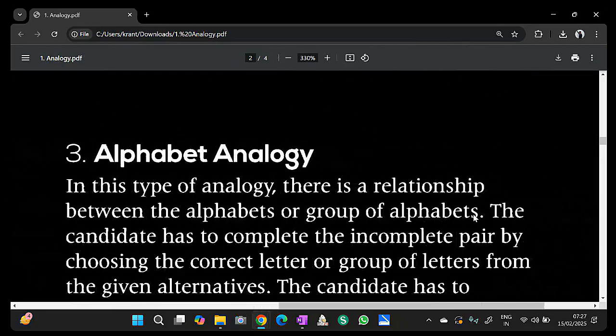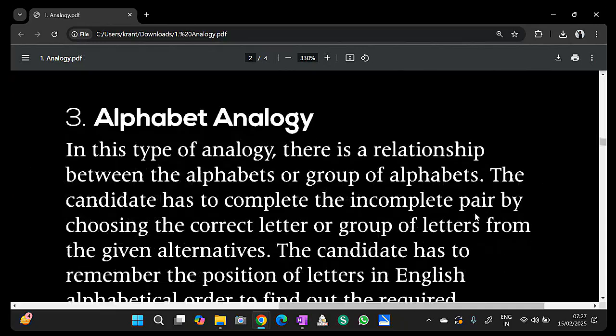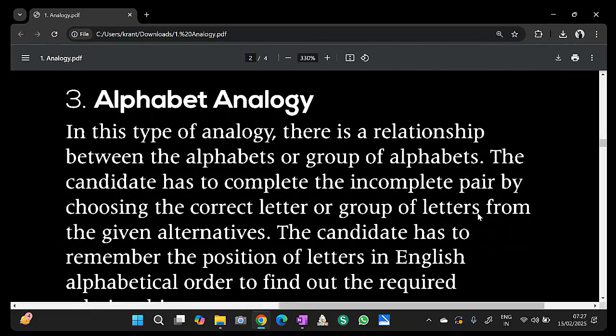Next, alphabet analogy. Here we are going to get only alphabets. And for this you must remember the letters and corresponding numbers, like A is 1, B is 2, C is 3 and so on up to Z. If I ask any letter, you must be in a position to say the number without wasting so much time. It will save a lot of time if you remember the letter and number correspondence. If I say a number, you should say the letter. If I say a letter, you should say the number.